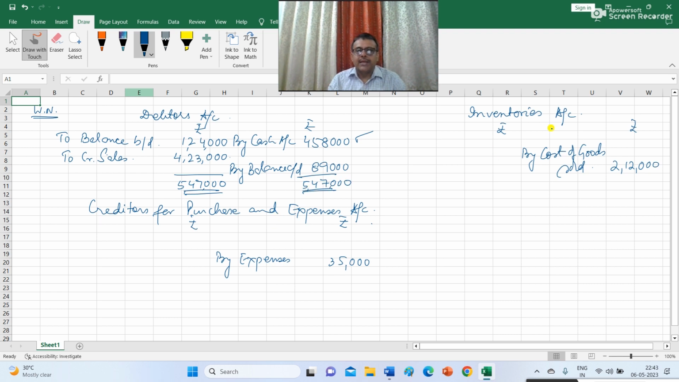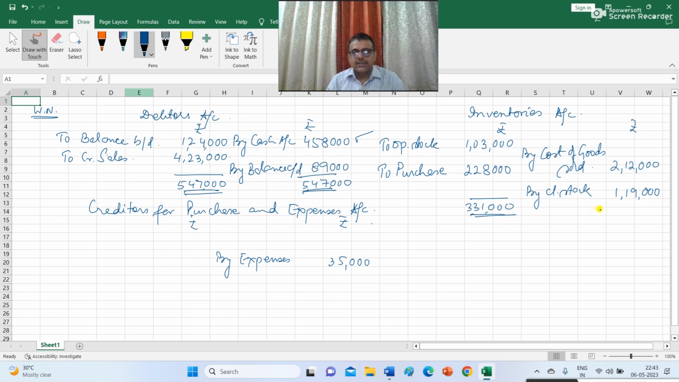Now come to the inventory ledger. The opening balance of inventory I have to record here as to balance BD, which is 1,03,000, and the closing stock is 1,19,000. The balancing figure denotes the amount of credit purchase, which is 2,28,000. 3,31,000 is the total of debit and credit side.